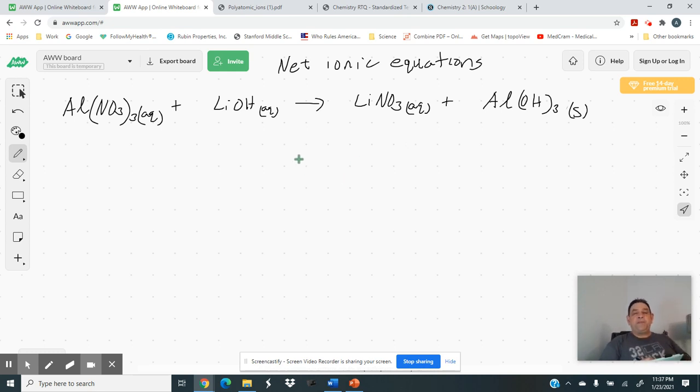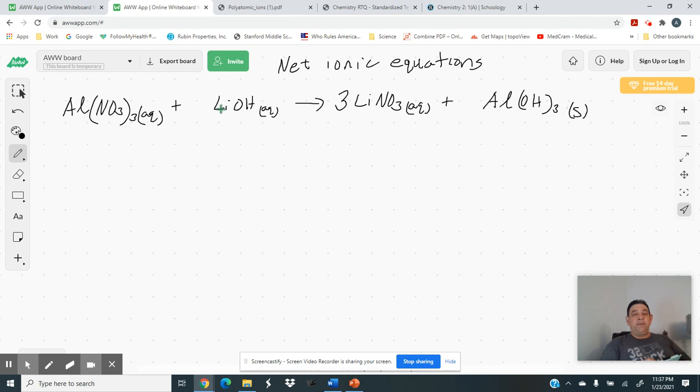All right, step 1, let's balance this equation. There's 1 aluminum here, 1 aluminum here. There's 3 nitrates here, and thank goodness for the parentheses. It lets me know NO3 is a polyatomic ion. There's only 1 of them on this side, so I think I'm going to need 3 of these. I'll put a 3 here to have 3 nitrates. Now my nitrates are balanced.